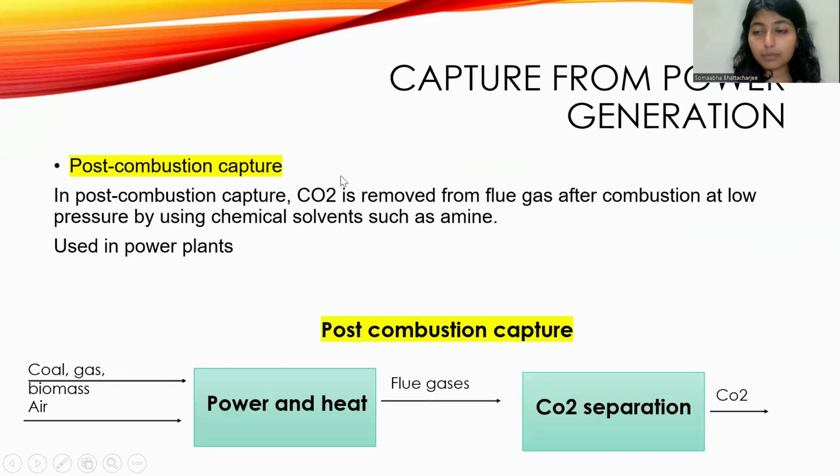Talking about post-combustion capture, carbon dioxide is removed from the flue gas after combustion at low pressure by using chemical solvents such as amine. This process is generally used in power plants. In this flowchart, as you can see, we have coal, gas, biomass, and air, which undergo power and heat, and then form flue gases, which go to a separation unit in which carbon dioxide gets separated after combustion.